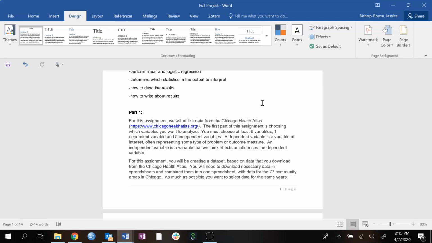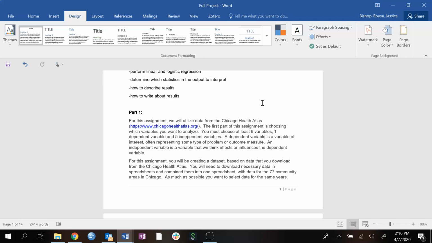Okay. Now, the data at the Chicago Health Atlas is community level data. So these are for the 77 community areas in Chicago, which means that our interpretation or analysis is about the things that affect community infant mortality rates or community breast cancer rates or community premature mortality rates or community preterm birth rates. Whatever it is that you are thinking about, think about it in terms of the community level.